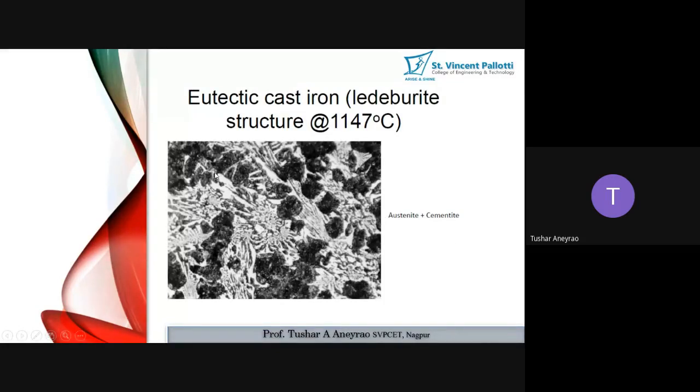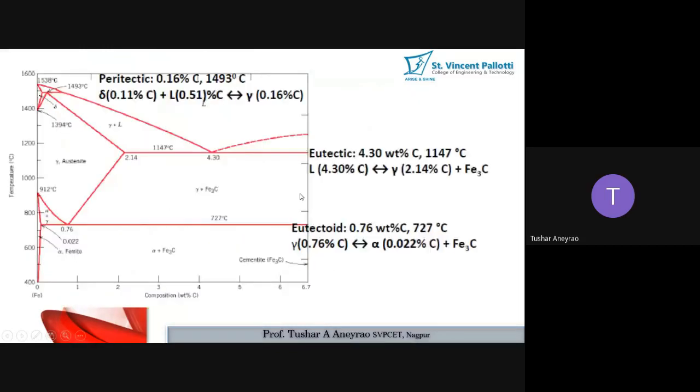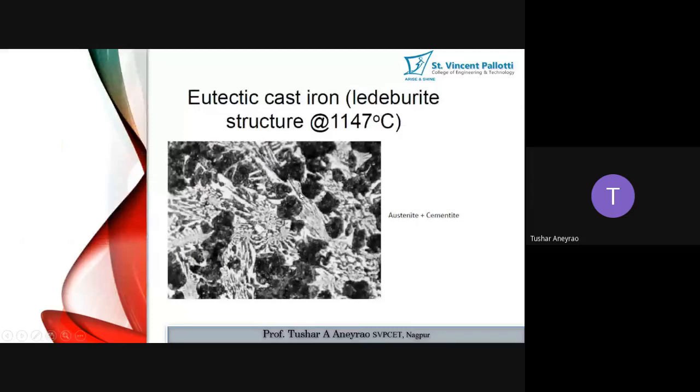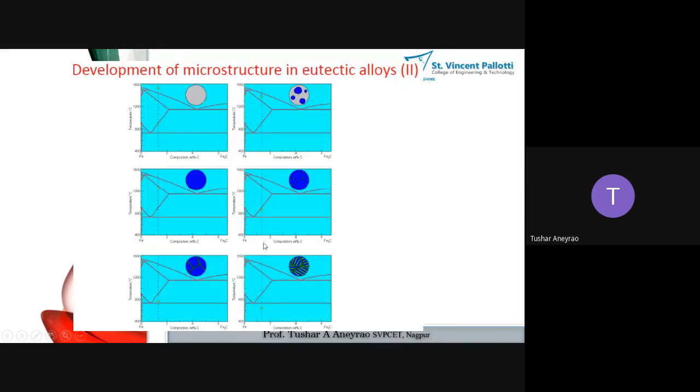In order to change this mixture into ledeburite, like 50-50%, if this composition should appear homogeneous, then you have to apply a sufficient cooling rate. Now the meaning of cooling rate is the amount of withdrawal of heat, the rate at which I am withdrawing heat from that particular mixture. Okay, so the development of microstructure in eutectic alloys, this we have discussed.